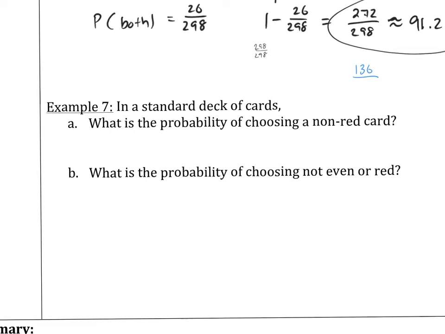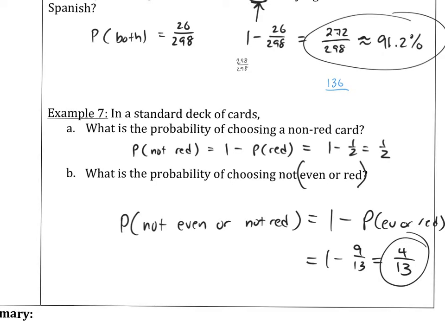All right, and the last thing I want you to look at here is go ahead and walk through this one. What is the probability of choosing a non-red card? And what's the probability of choosing a not even or red? So, by the way, watch this. I want to say not even or not red. Maybe that's a better way to say it. So take a gander at those. So in just taking the complements here, not red is 1 minus half. The not even or not red is 1 minus the 9 over 13. So we get 4 out of 13 for that.